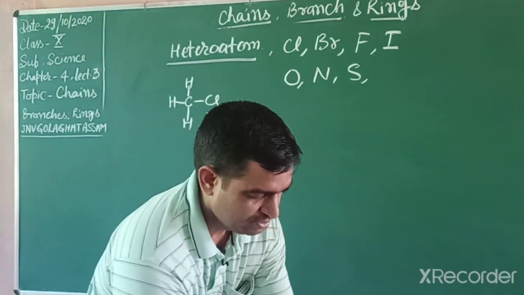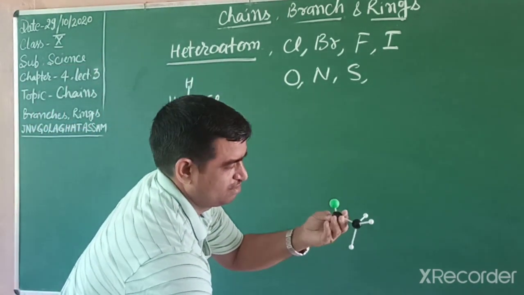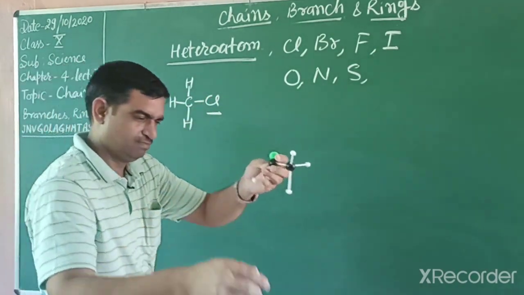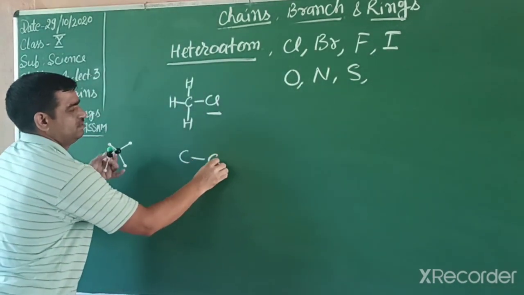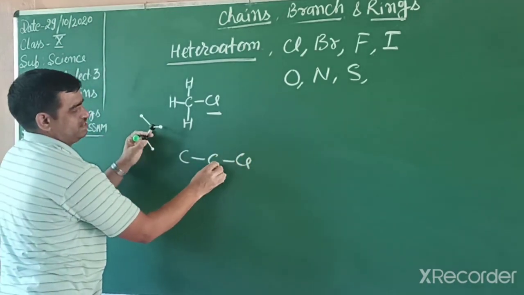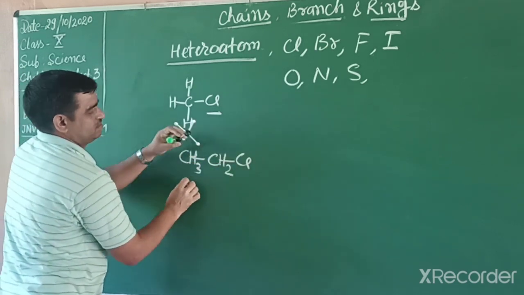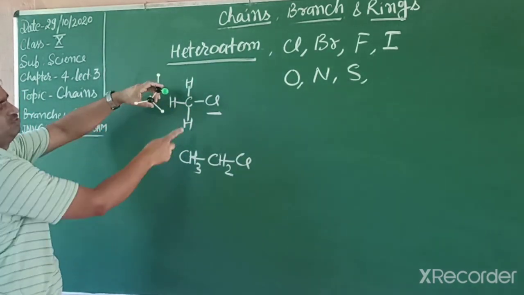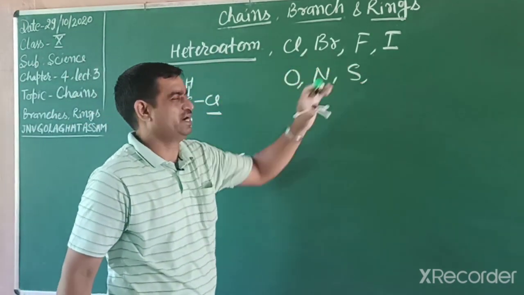Suppose we have 2 carbon atoms and we add 1 chlorine, its property is slightly different. Then you write the number of hydrogens here, CH2, then CH3, such type of compound. So they are slightly different. Only such compounds are halogen compounds, and we can add bromine, fluorine, iodine.